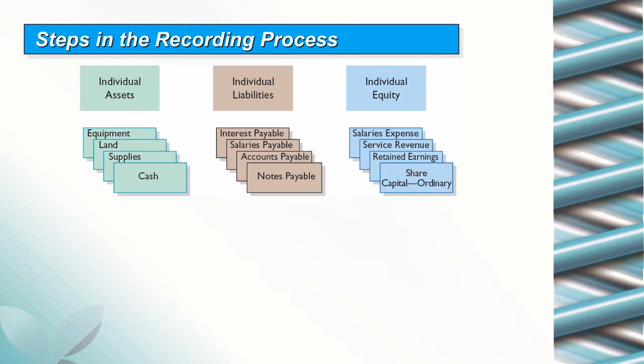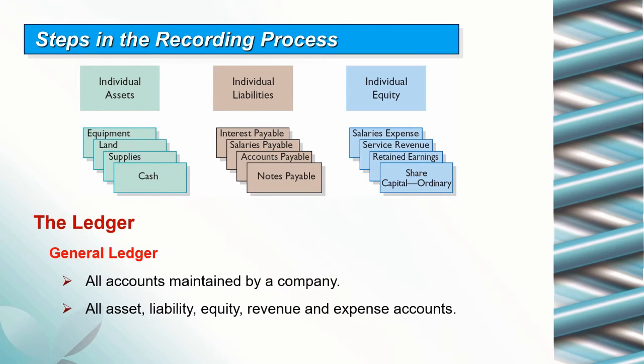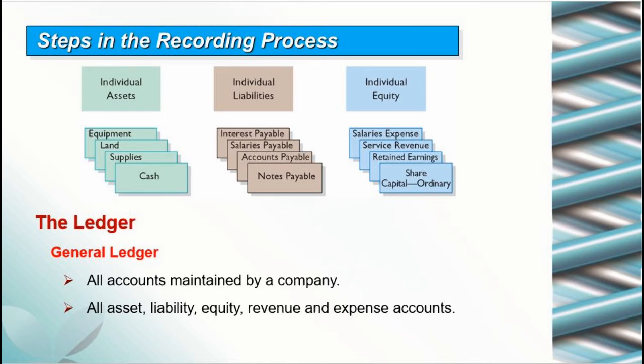The third discussion tells about what a ledger is and how it helps in the recording process. The entire group of accounts maintained by a company is the ledger. The ledger keeps in one place all the information about changes in specific account balances. A general ledger contains all the asset, liability, and equity accounts, as shown in the illustration below.